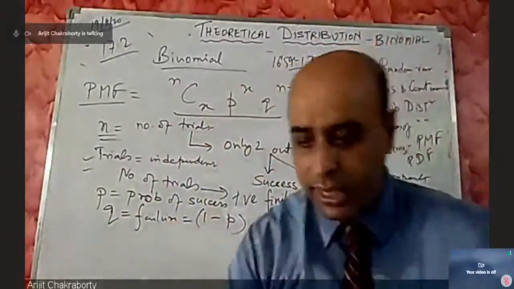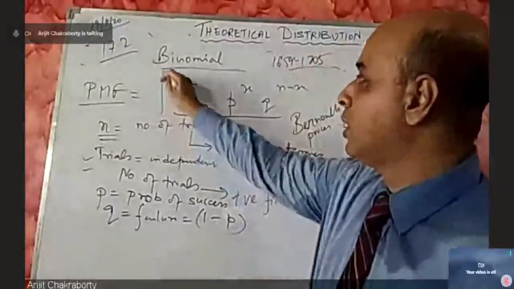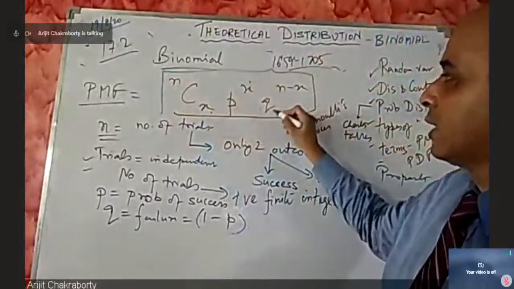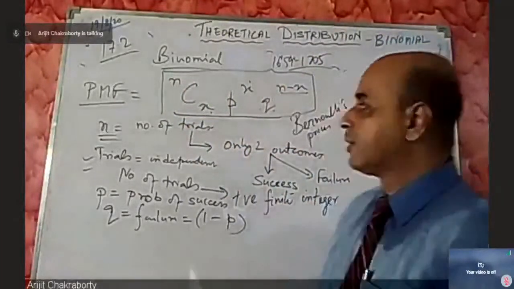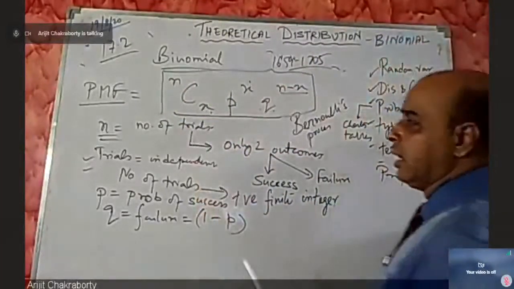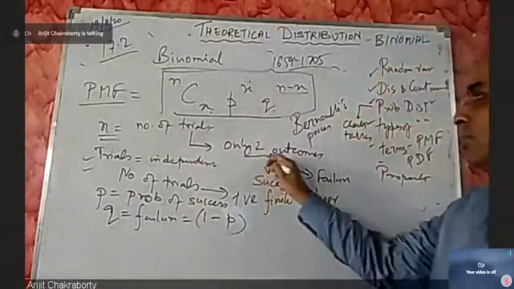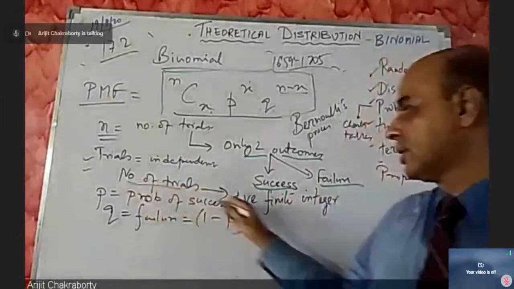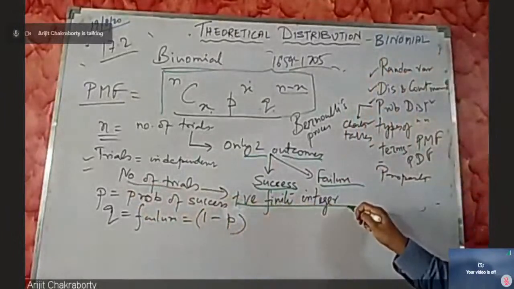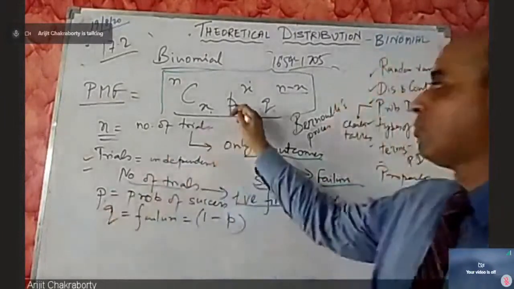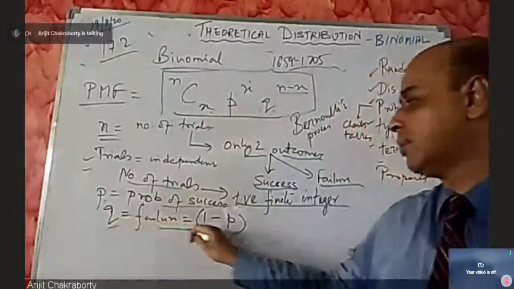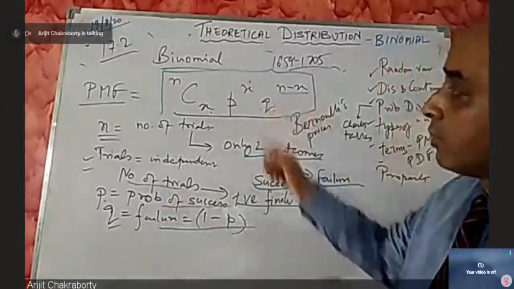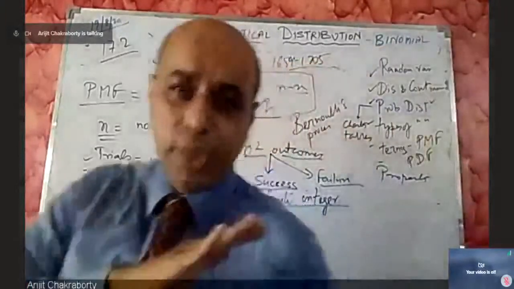So, once again, let us see the PMF: nCx, p to the power x and q to the power n minus x, where n is the number of trials. Every trial will have two outcomes. One will be a success, the other is a failure. The number of trials has to be a positive finite integer, and p is the probability of success, q is the probability of failure given by 1 minus p, and this probability will remain unchanged.